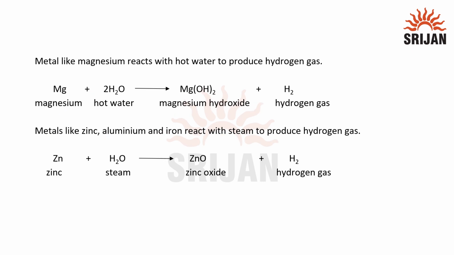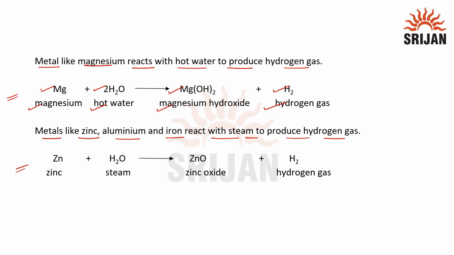Next, a metal like magnesium reacts with hot water to produce hydrogen gas. Here we have the reaction. Mg plus 2H2O gives Mg(OH)2 plus H2. That is, magnesium plus hot water gives magnesium hydroxide and hydrogen gas. Metals like zinc, aluminium, and iron react with steam to produce hydrogen gas.